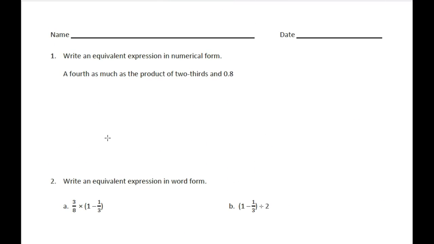So for your homework problem tonight, I would like you to write a numerical expression for the equivalent expression in numerical form. For this one right here, 1/4 as much as the product. This is multiplying, it's the product of 2/3 and 8/10. So you can make a fraction or a decimal, up to you. That's why I'm only picking this one.